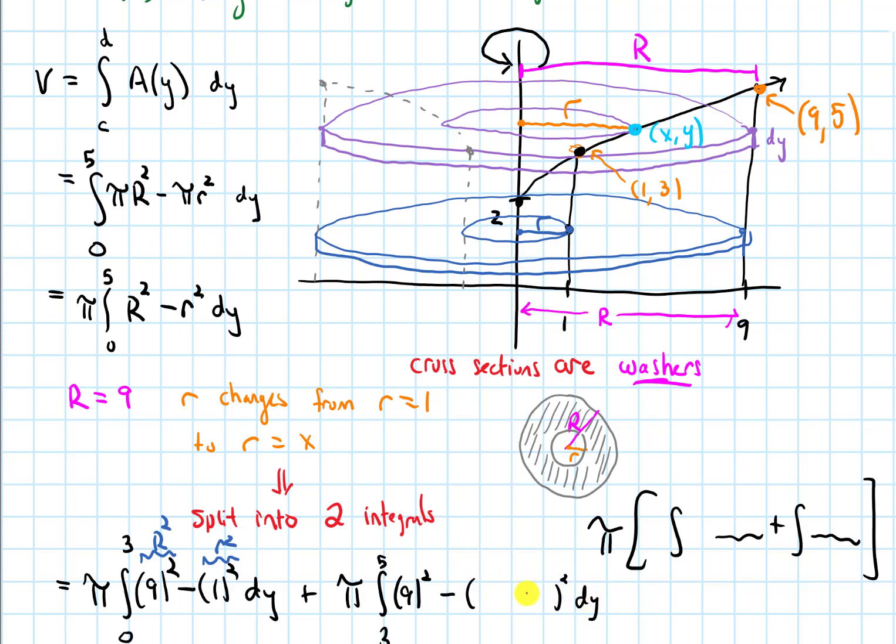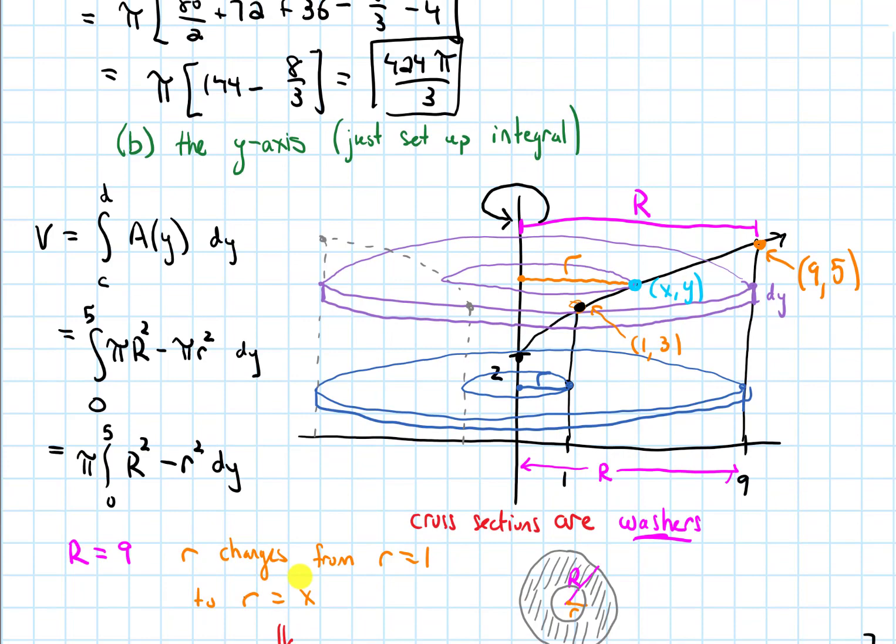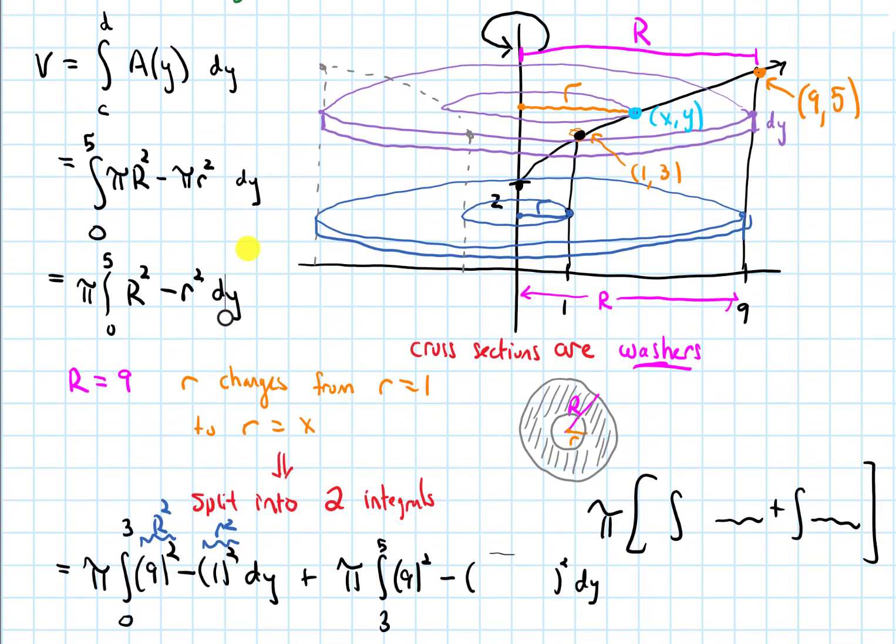I'm giving myself some extra room here. So my value of little r here is x, but I don't want to plug in x because this is a dy integral. So I need to figure out how to relate this x to that y coordinate. So I'm going to use the equation. Actually, let me just write down what the equation was. So let me erase this to give myself some room.